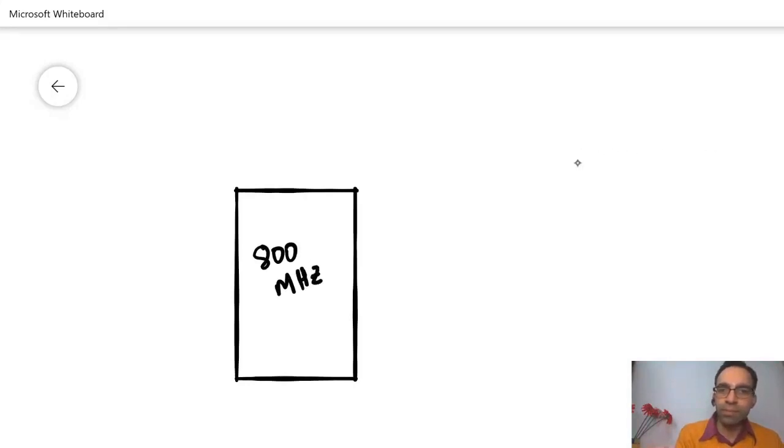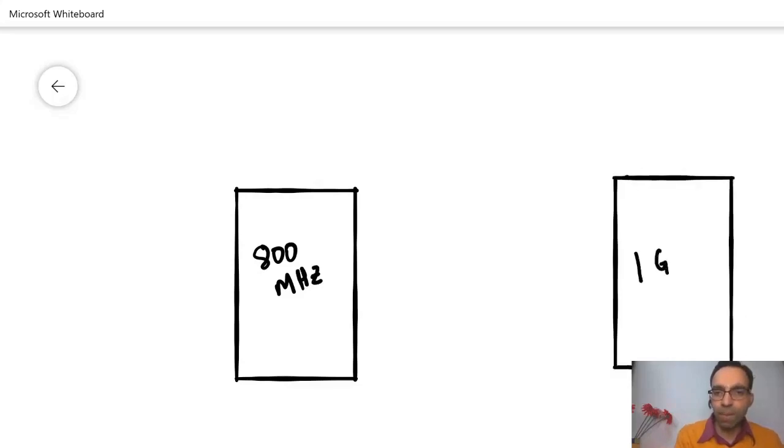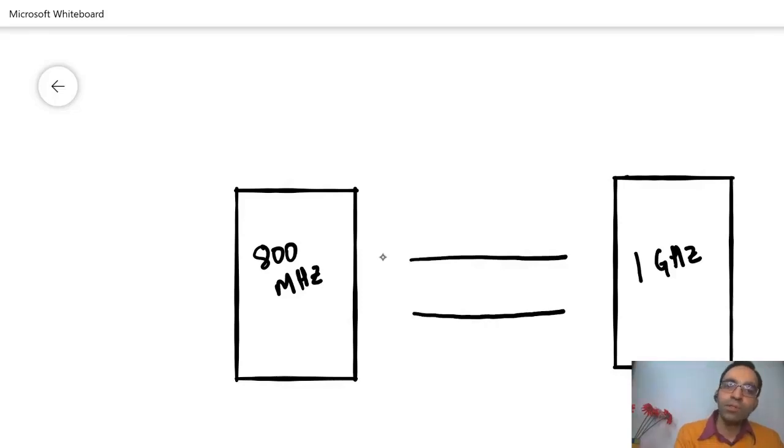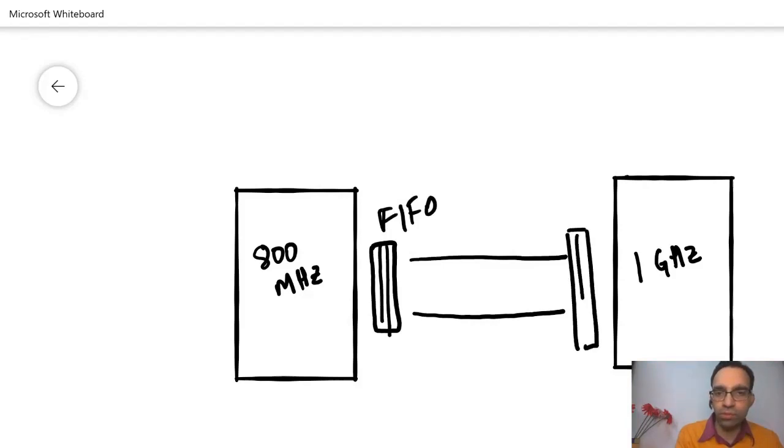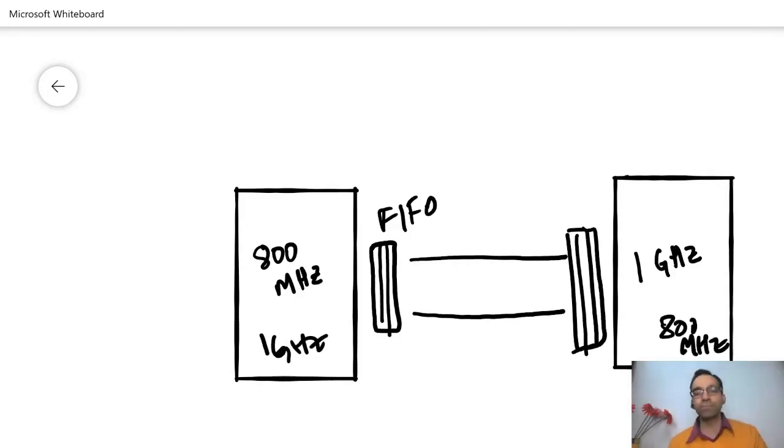What we are saying is, let us say there is one system which is operating at 800 megahertz, and there is another system which is operating at, let us say, 1 gigahertz. And there is a bus that connects them. So at the interface of the bus, you will use what we call a FIFO. And on the other side also you will have a FIFO, because those two are asynchronous domains. So there could be a time when this is operating at 1 gigahertz and this is operating at 800 megahertz. That kind of thing also exists. So you have a FIFO on both the sides.